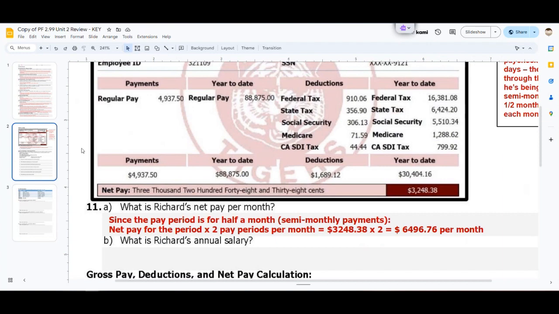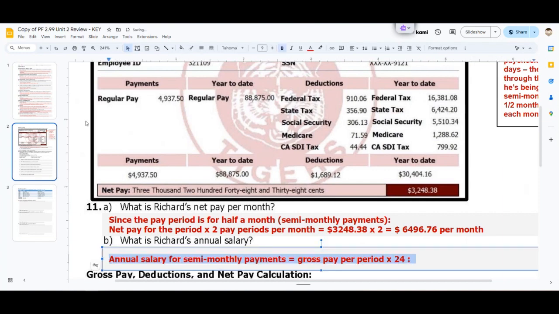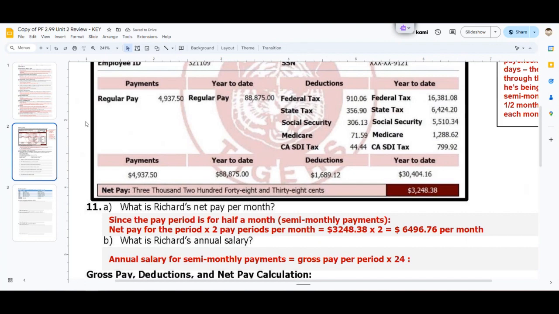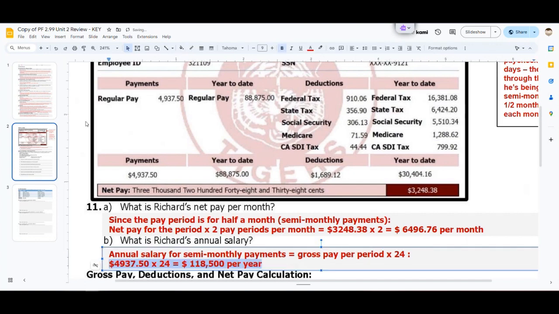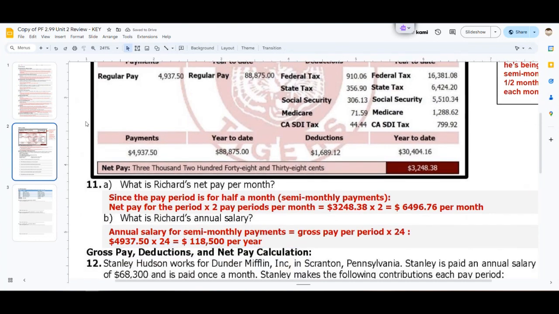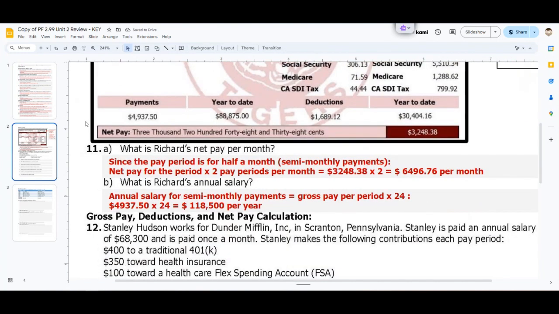Okay, and then similarly for Part B, what's Richard's annual salary? We can take his salary on this paycheck, 4937.50. But again, because he's being paid semi-monthly, that's 2 times a month or 24 times for the full year. We would need to multiply that by 24. So 4937.50 times 24 would be 118,500 for the year.